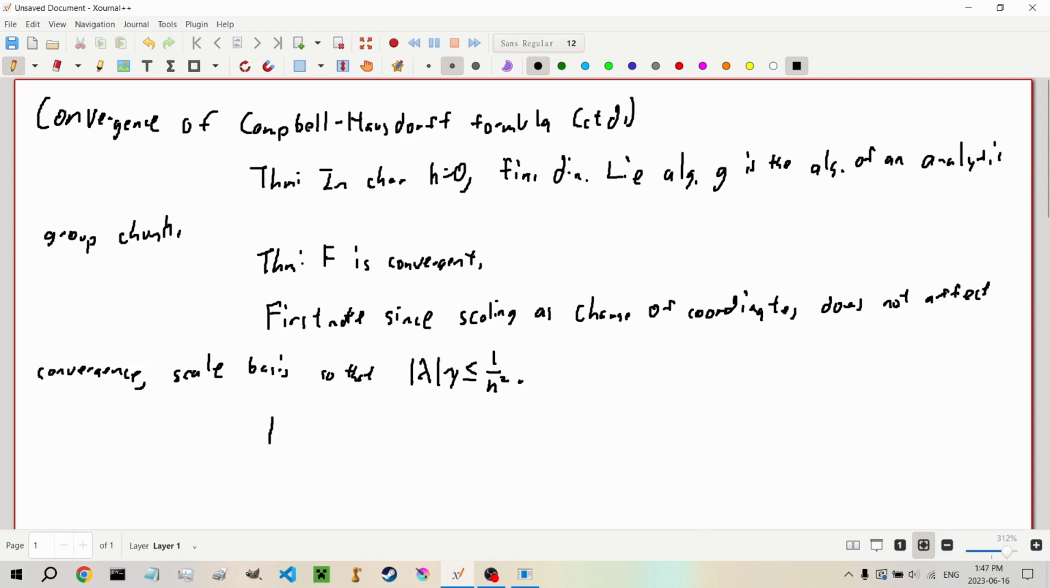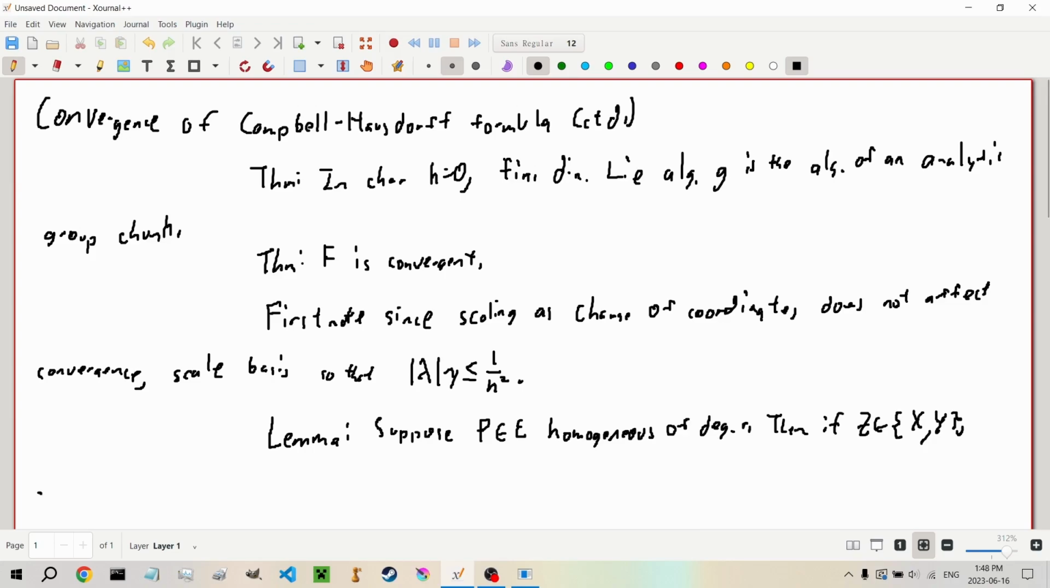And so then this gives us a lemma, which is an equivalent of our old lemma, just under these new conditions, which states that if we have a P homogeneous of degree R, then if Z is X or Y, the adjoint of Z on P is homogeneous of degree R plus 1, and the norm of the value of ad Z on P is at most the size of P.